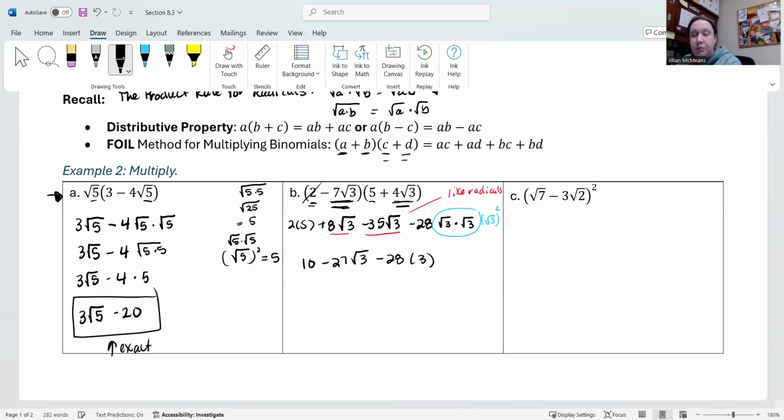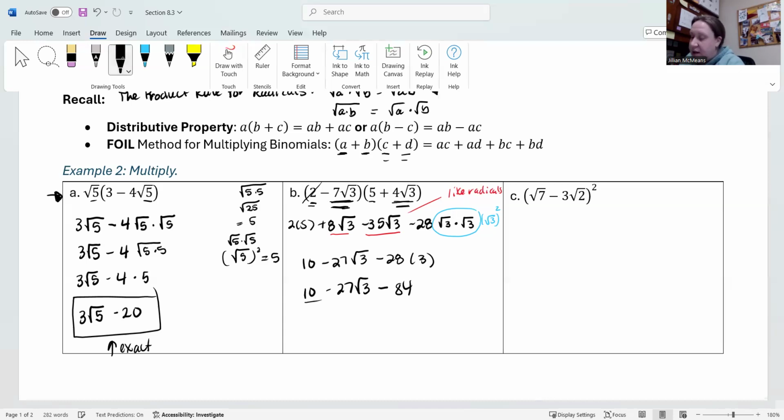If you don't see that, push it all under one radical using the product rule, okay? We would get the square root of 3 times 3, which is the square root of 9, which is 3, okay? Now we need to do a little more simplifying. -28 times just plain old 3, I can do that. So I've got 10 minus 27 square root 3 minus, well, let's see, 28 times 3 I think is 84. Let me double check. Yes, we get -84.